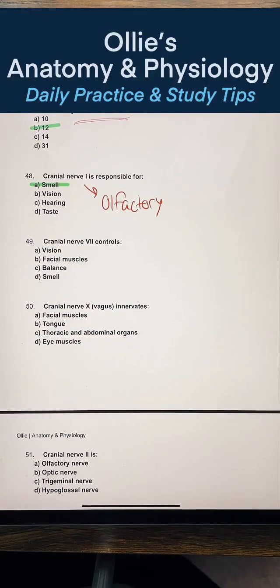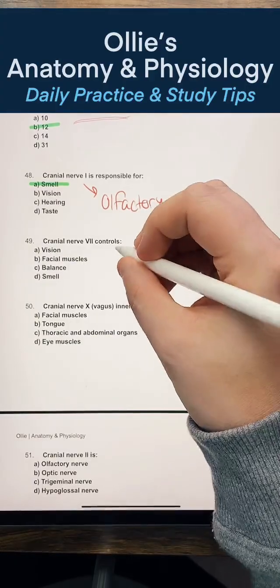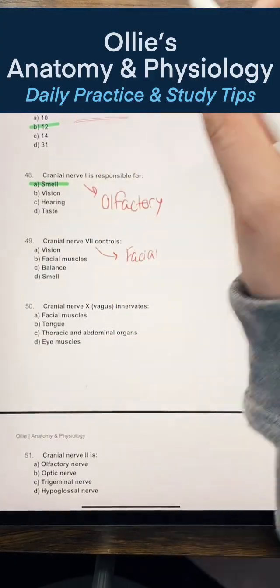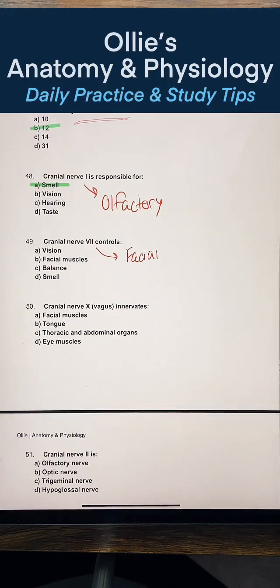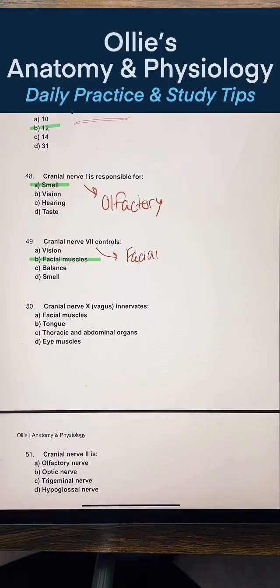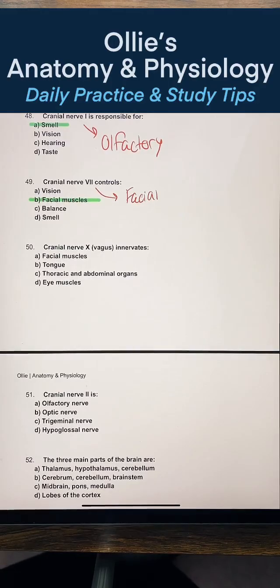Number 49, the answer. So again, cranial nerve 7. This is going to be the facial. Number 49, the answer is B. It's going to control our facial muscles. So the facial nerve is going to control our facial expression, taste from our anterior 2/3 of our tongue, and some of our glands. Cranial nerve 10, number 50, the vagus nerve innervates what?